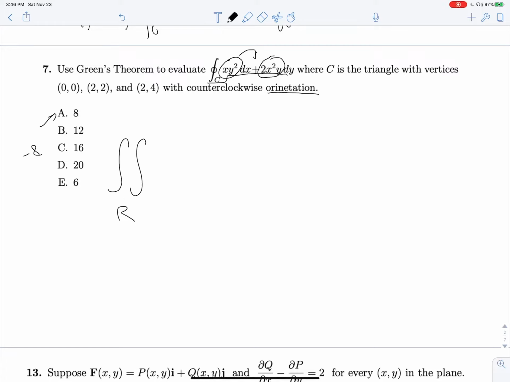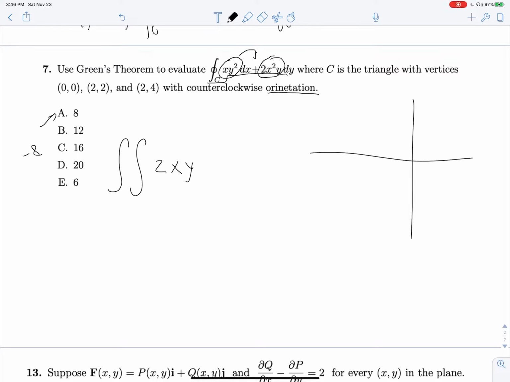The double integral over r of 4xy minus 2xy dA. So we can simplify this guy down to just 2xy, bring that dA back in. And let's figure out what our bounds on integration are going to be.